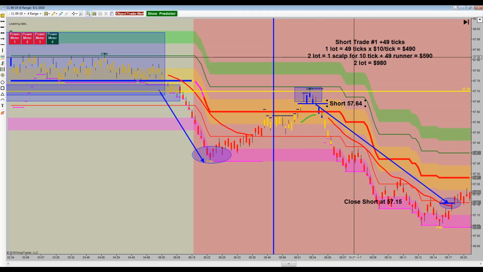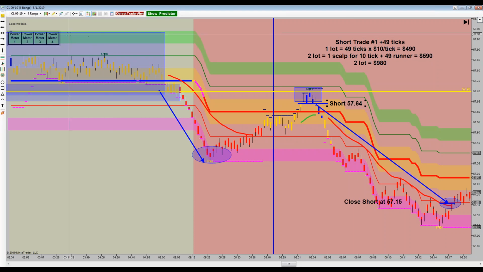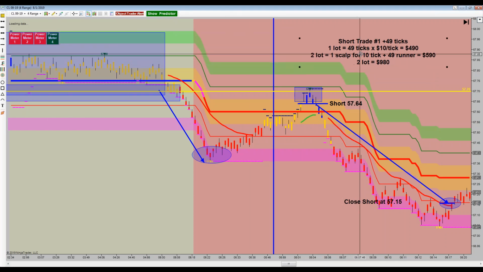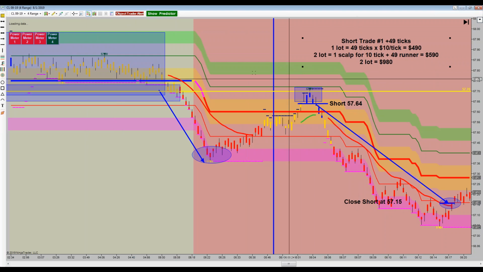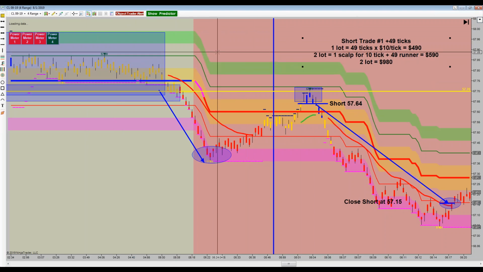Some of them trade the European sessions. They trade the currency futures, 6A, 6E, 6B. Some of them trade bonds and notes. Some of them trade the Asian session. They'll trade the yen futures, the Asian markets.